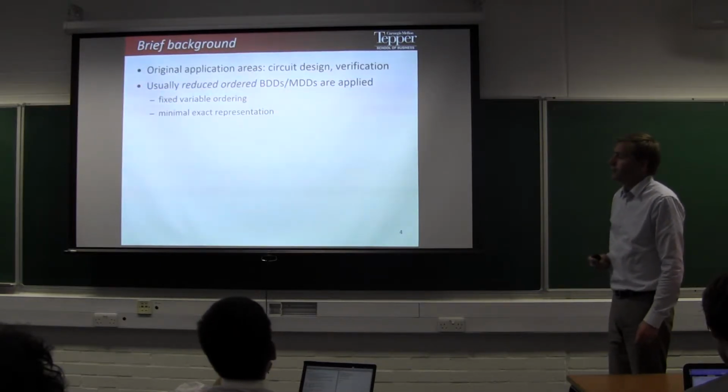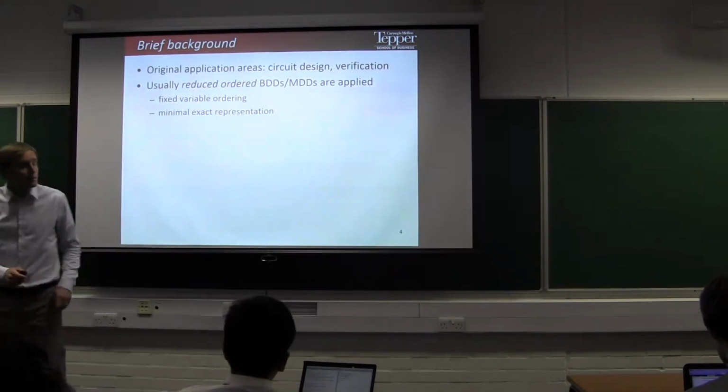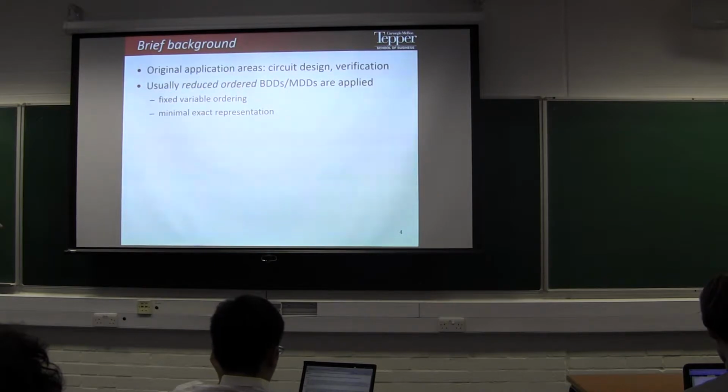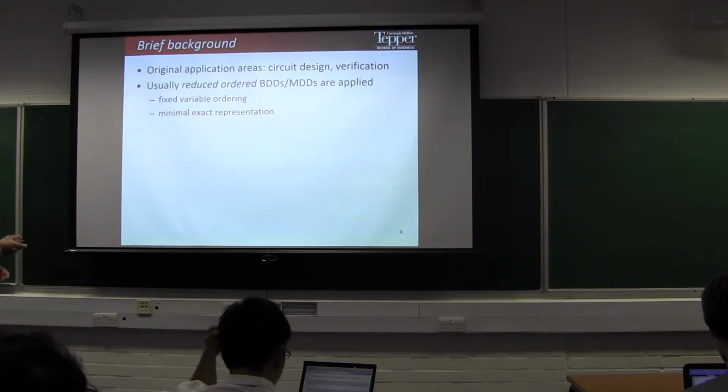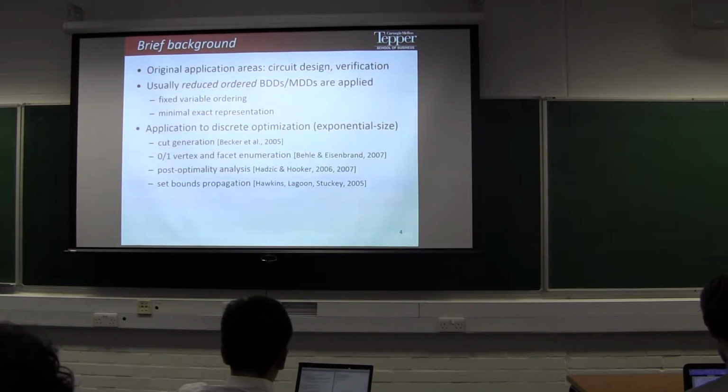They were introduced in the context of circuit verification mainly, and verification in general. Most of the AI literature or CS literature focused on reduced ordered BDDs, meaning they have to be as small as possible, and there's a unique reduced ordered BDD for a given problem. They try to achieve that with a fixed variable ordering and a minimum size. This is, as I said before, decades of literature.